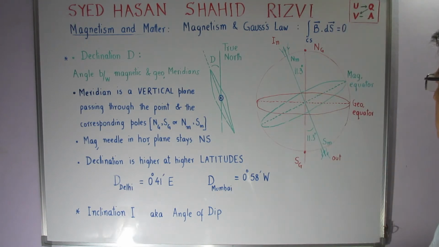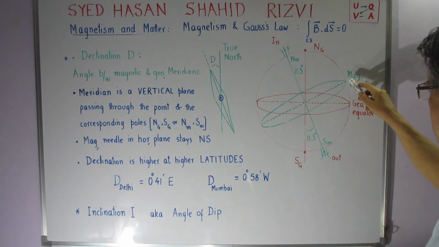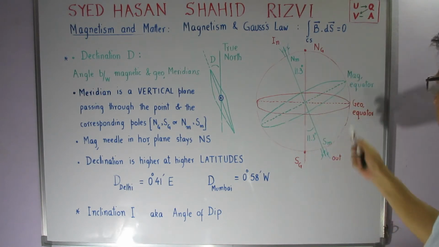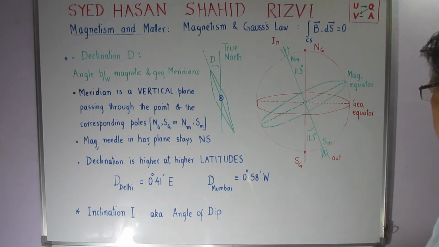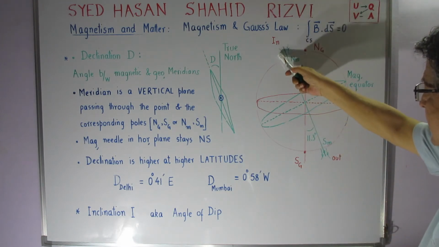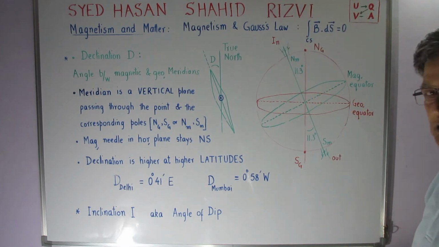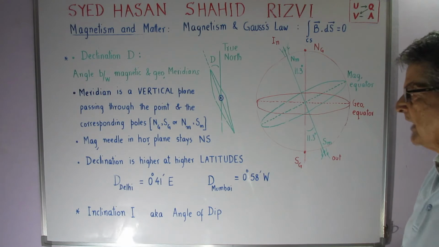So this is the magnetic equator. This line has been shown as the magnetic equator, and this line has been shown as the geographic one. One very interesting thing is that the magnetic lines of field enter into the north pole over here and get out of the south pole. This has always to be borne in mind, because things developed historically that way.